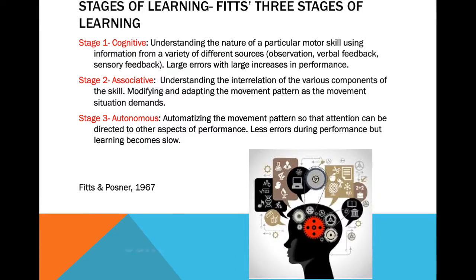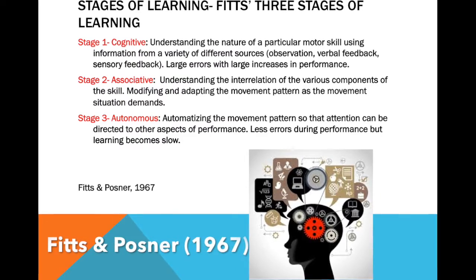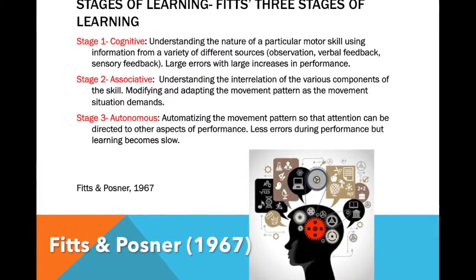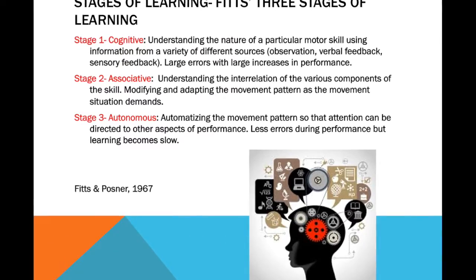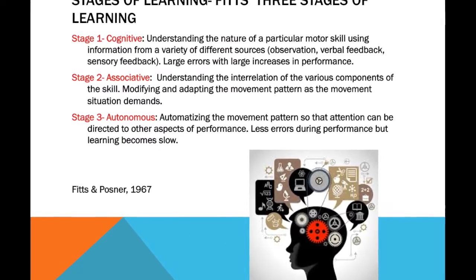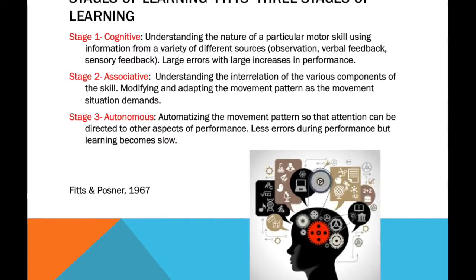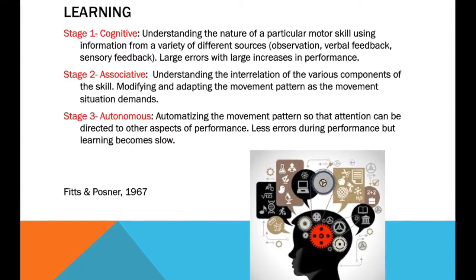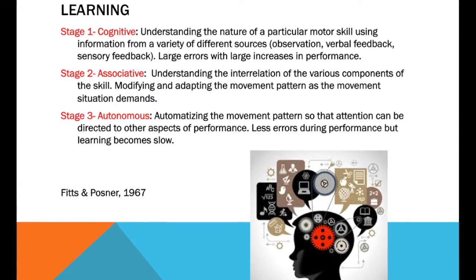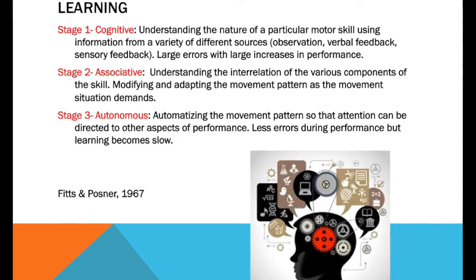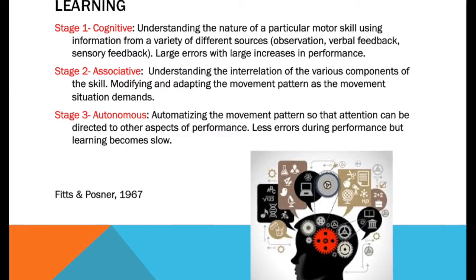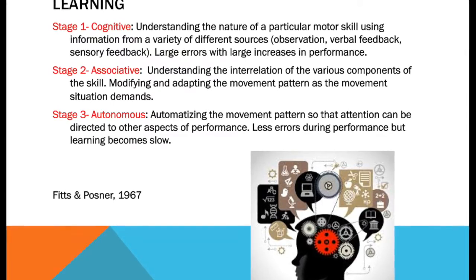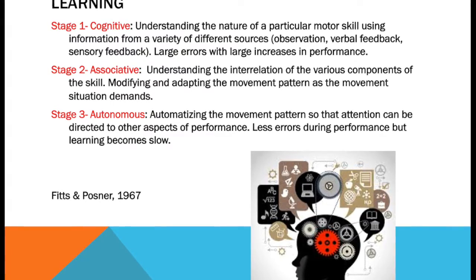Looking at Fitts' 3 stages of learning, we envisage that the subject will be within the cognitive stage of learning, as there will be large errors but also large increases in performance. We determine that the individual will understand the nature of the skill via observation, trial and error, as well as sensory and verbal feedback. Following the 4-week training program, we hope to progress the participant well into the associative stage of learning, with a long-term goal of reaching the autonomous stage.